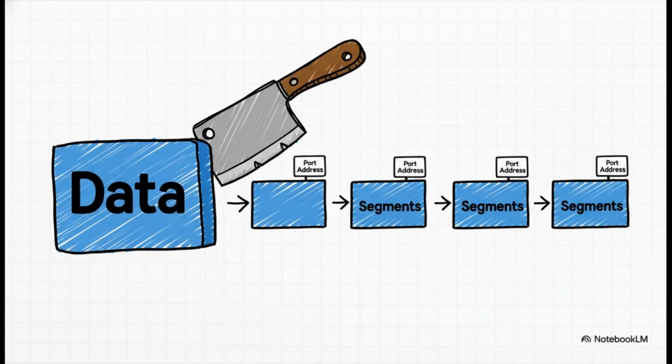Now, trying to send that huge block of data all at once would be super inefficient and honestly pretty risky. So the next layer down, the transport layer, acts like a digital butcher. It chops up the data into smaller, more manageable pieces we call segments. And this part is so important, it stamps each segment with something called a port address. This is like putting a specific person's name on the letter. It tells the computer on the other end exactly which application this data is for. Is it for Chrome? Is it for Spotify? Or is it for your email?